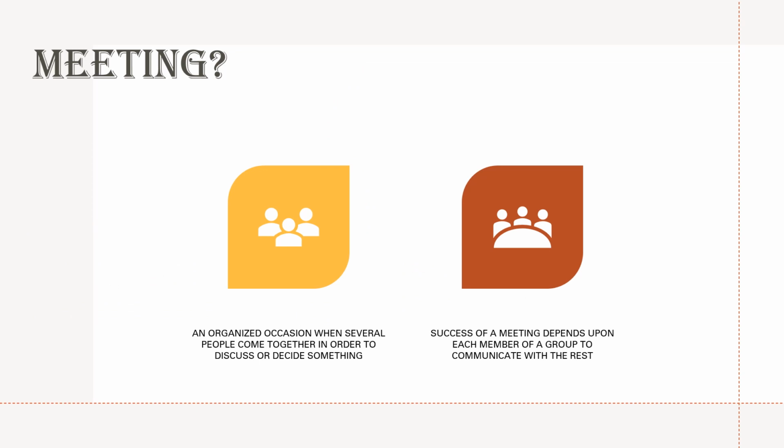Let us get started and know what exactly the word meeting means. A meeting is an organized occasion when several people come together in order to discuss or decide something. So what is a meeting? Whenever you're meeting with people, it could be two or more than two people, you're meeting them to decide upon something, to deliberate upon something, and finally to reach a certain conclusion. That process of discussions and coming to a conclusion is nothing but a meeting.